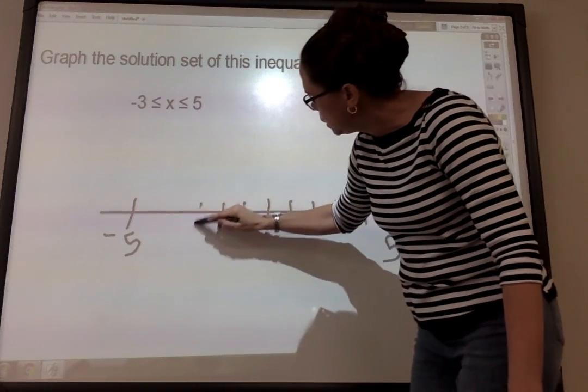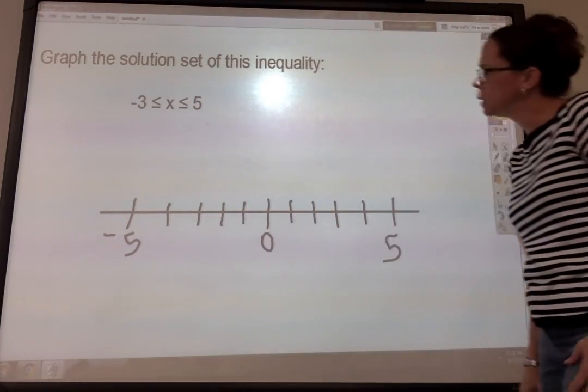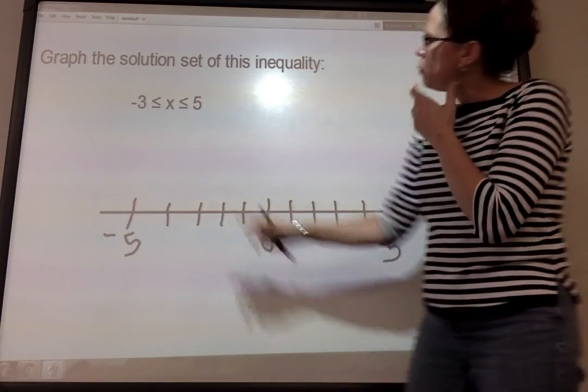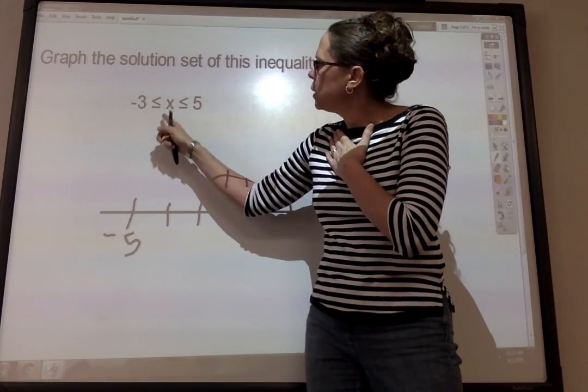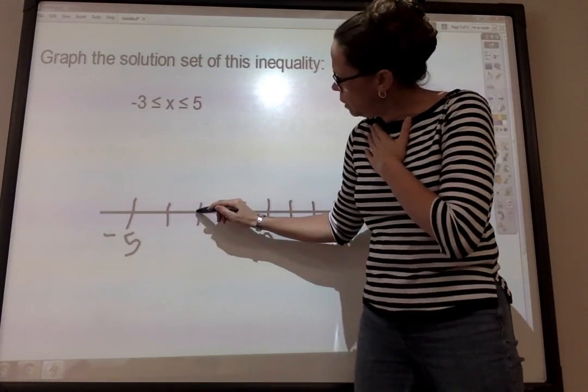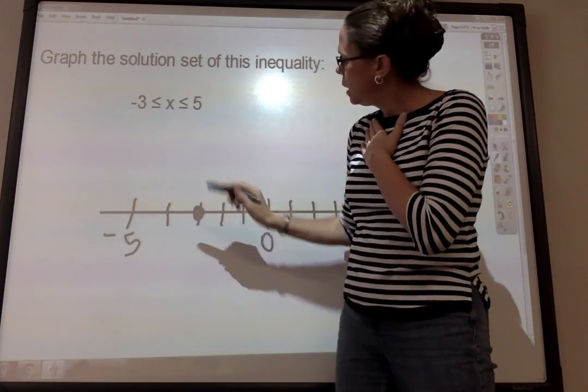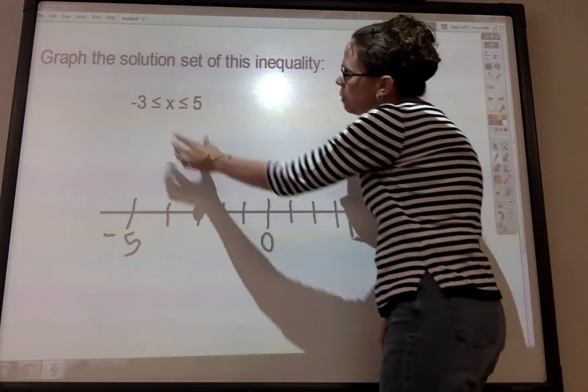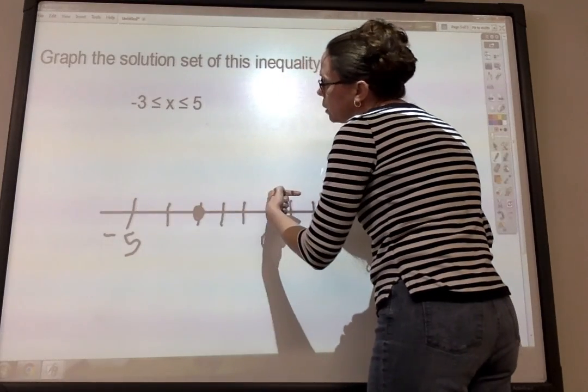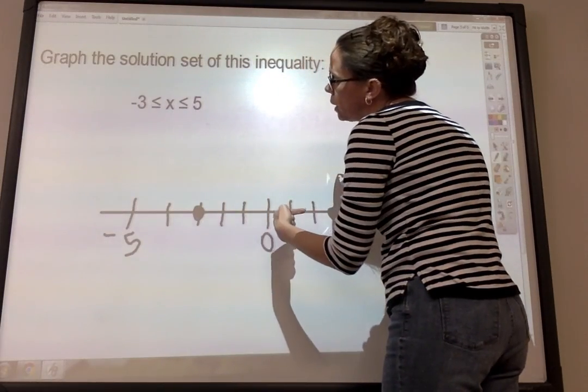Negative 1, negative 2, negative 3, negative 4. Okay. So this is saying, if we read this correctly, x is greater than or equal to negative 3. So I go to negative 3. It gets a closed circle because we have or equal to. And then when I graph this part, that means my line is going to go this way, right? These are the numbers greater than or equal to negative 3.